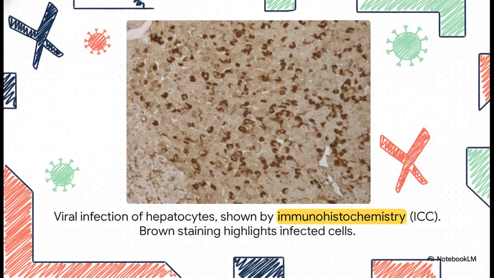Now look at this. This is how we can pinpoint the exact cause with incredible precision. This isn't just any old stain. This is called immunohistochemistry. Basically, we're using these specially designed antibodies that act like little heat-seeking missiles. They will only lock onto specific viral proteins. So every single one of those brown cells you see, that's a liver cell that's been infected. It's definitive proof.